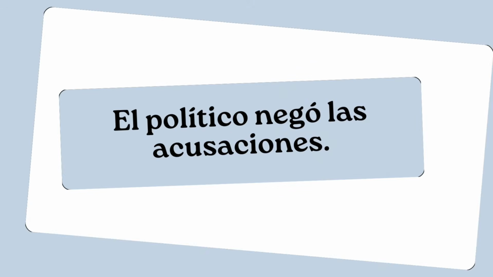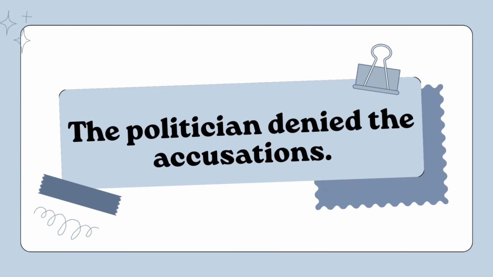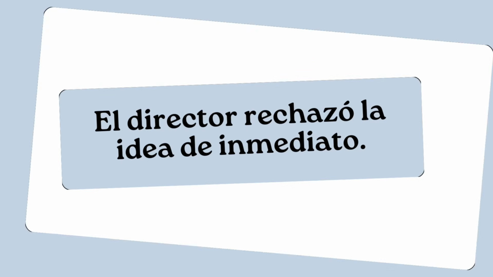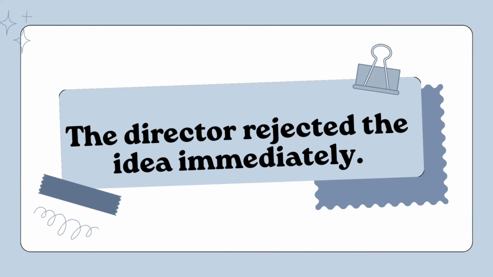Number 9. El político negó las acusaciones. The politician denied the accusations. And number 10. El director rechazó la idea de inmediato. The director rejected the idea immediately. Well, how many did you get right? If you got 7 or more, perfect. Great job. If not, no worries. Just revise the video again and keep on practicing.